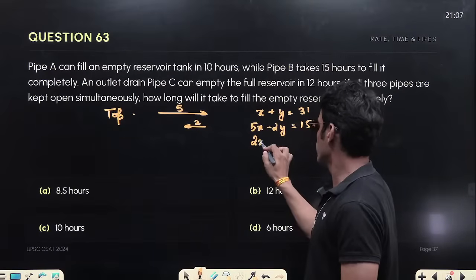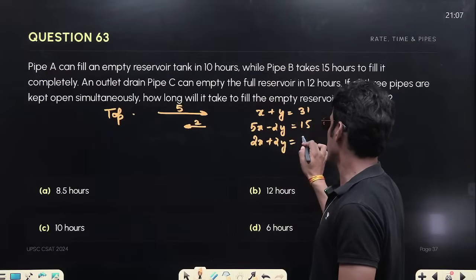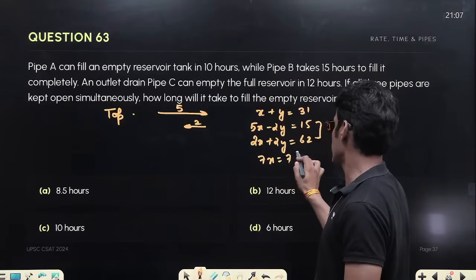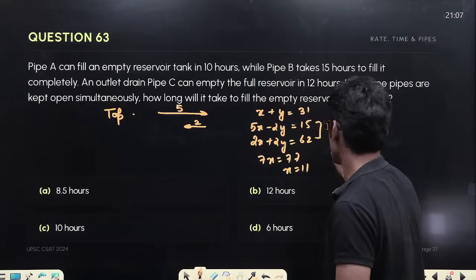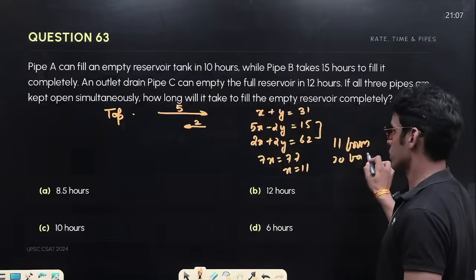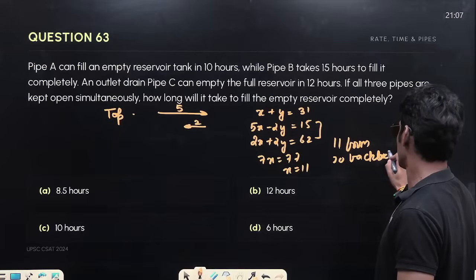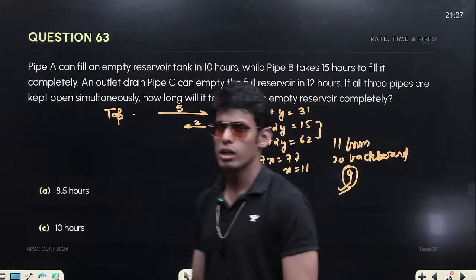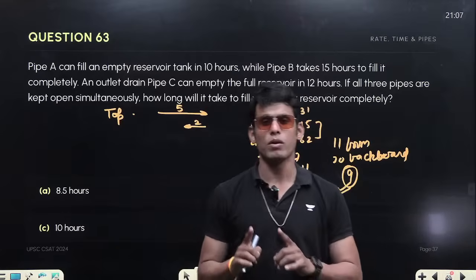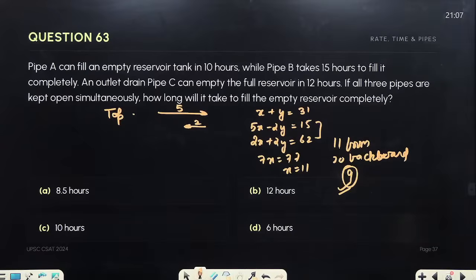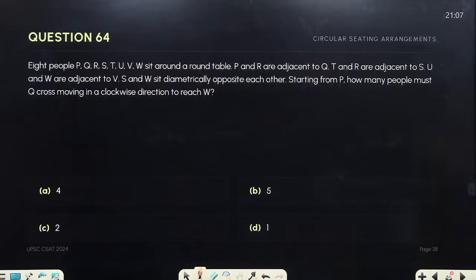So what we will do? Simply calculate these two. So 7x is 77, x is 11. So 11 forward jumps, 20 backward jumps. Right? So in total, 9 is the difference between the two jumps. This was asked. 9 is the difference between the two jumps. Okay. This was problem number 63.